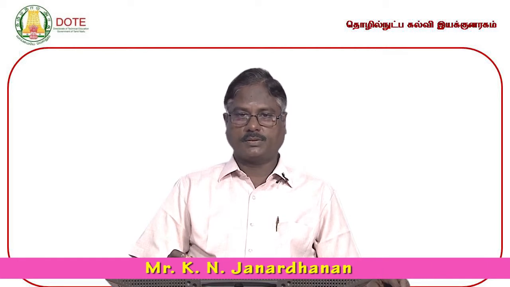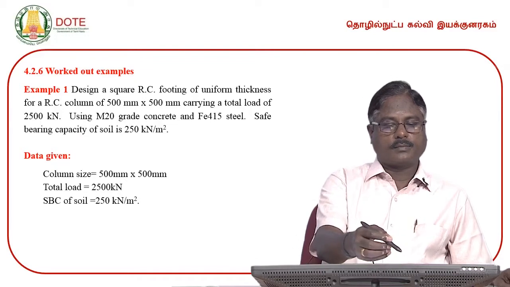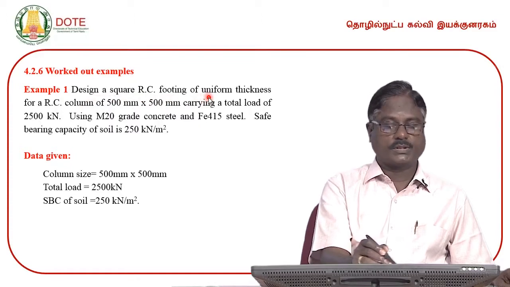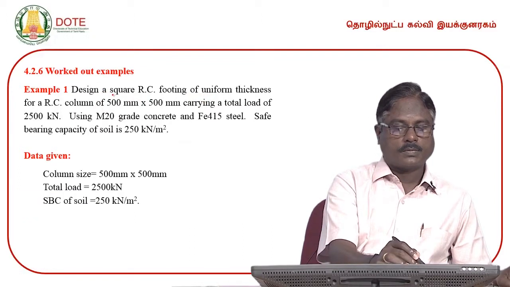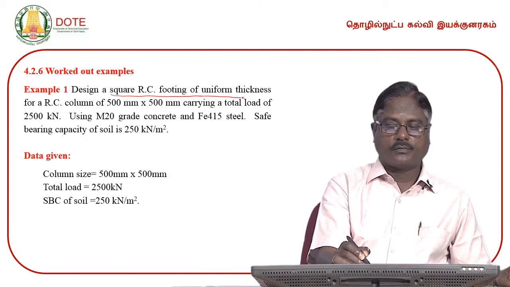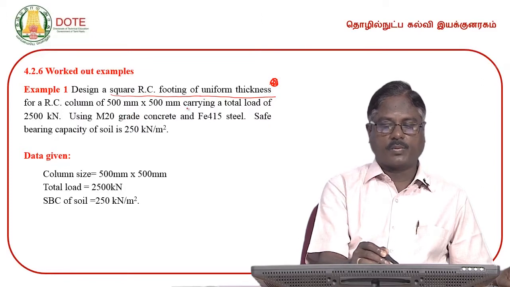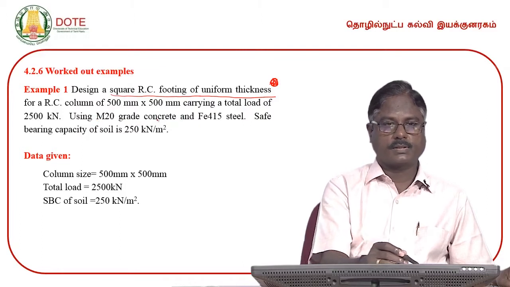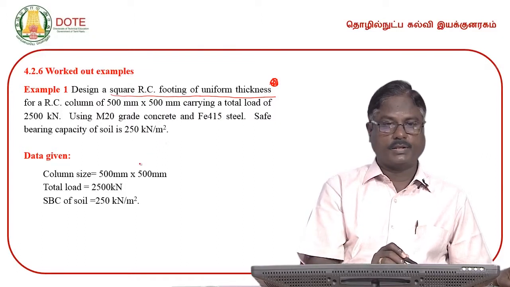The subject is structural engineering, unit 4, column footings, lecture 4, and these are the worked out examples. Here it is asked to design a square RC footing of uniform thickness. This is very important. The column is of size 500 mm by 500 mm carrying a total load of 2500 kilonewton, and the other parameters are given, that is the grade of concrete and grade of steel. The safe bearing capacity of soil is also given for finding out the area of the footing.